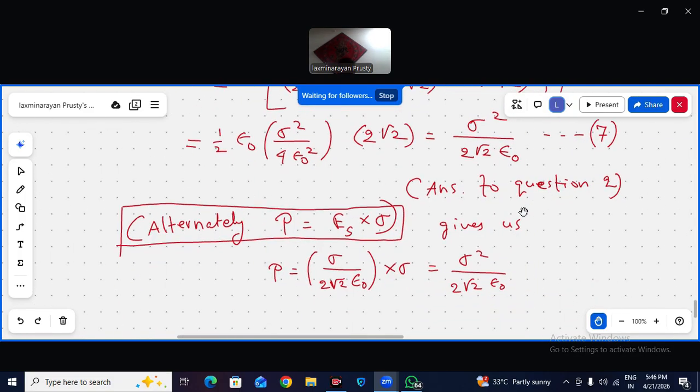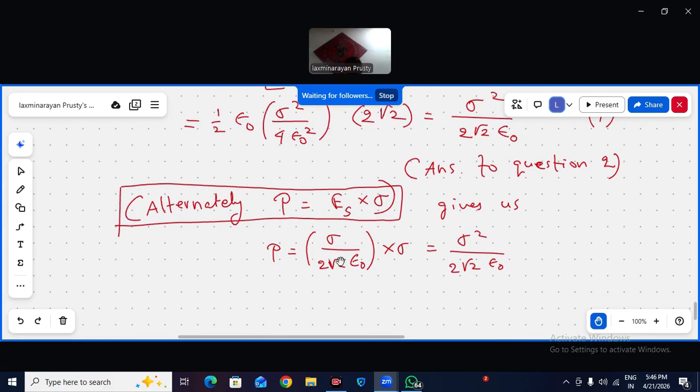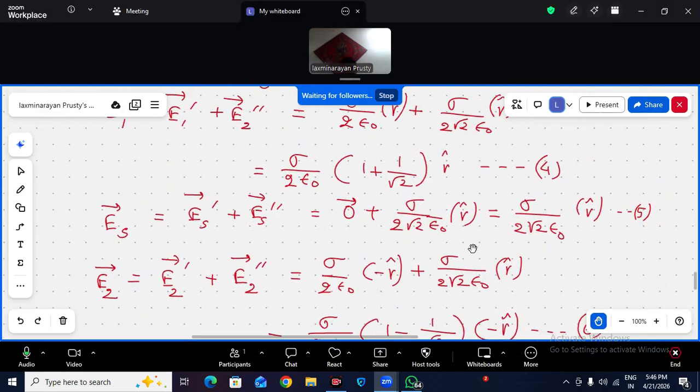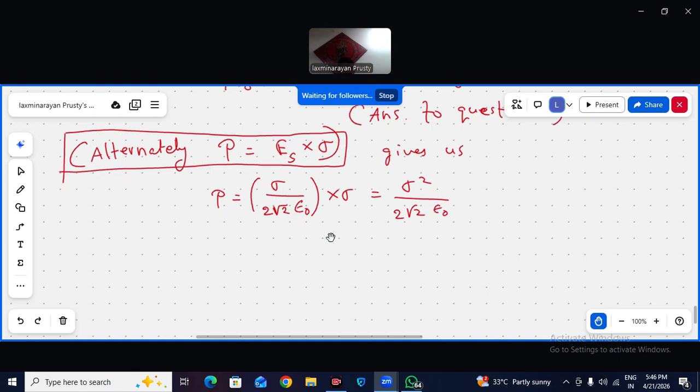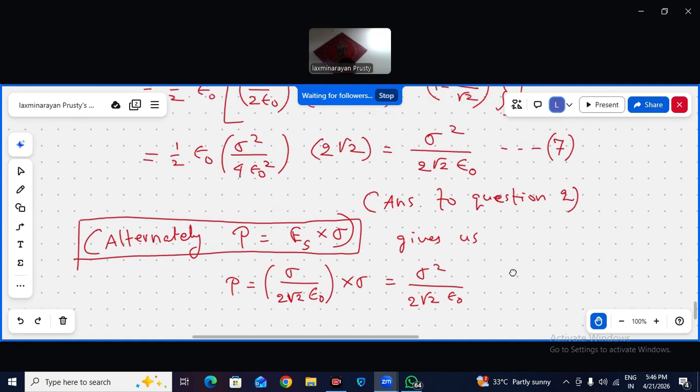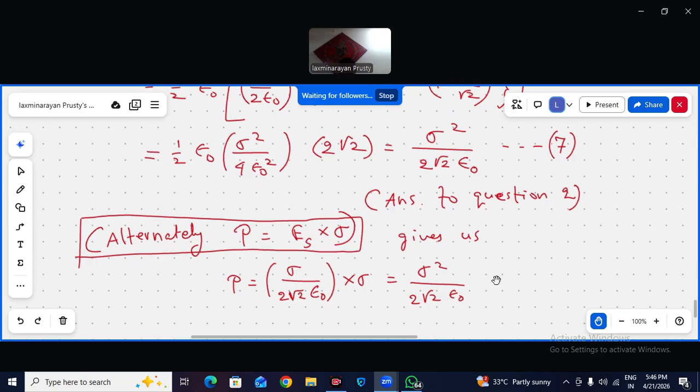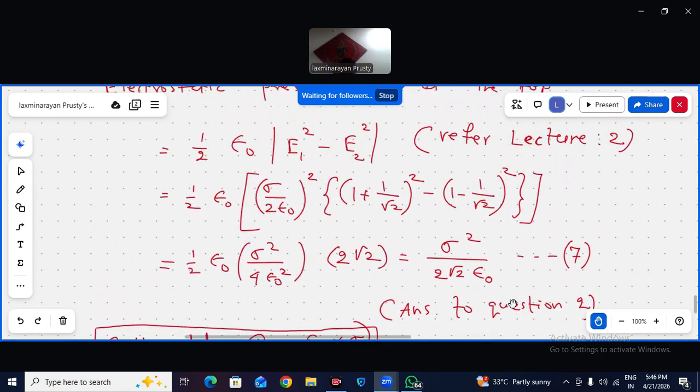If you want to calculate pressure, as I told you also in this discussion, surface field on the surface into sigma, that the pressure field on the surface, already how much we found out, sigma by 2 root 2 epsilon naught into sigma square by 2 root 2 epsilon naught, one line में same. Are you observing this? So this is a very important point.